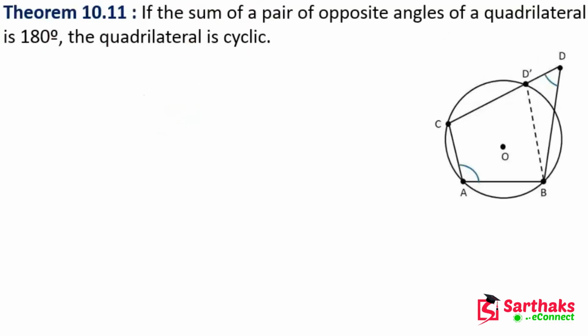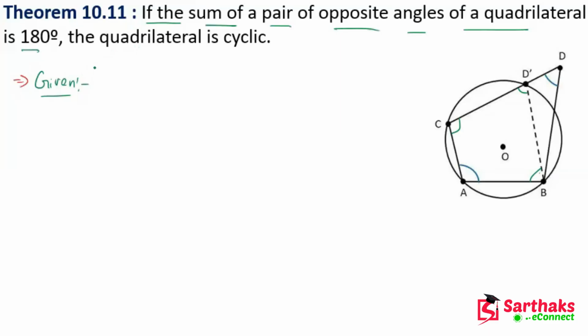Now let's see the next theorem. If the sum of a pair of opposite angles of a quadrilateral is 180 degrees, that is, if the sum of angle A plus angle C and angle B plus angle D is equal to 180 degrees, then we can say that the quadrilateral is a cyclic quadrilateral.